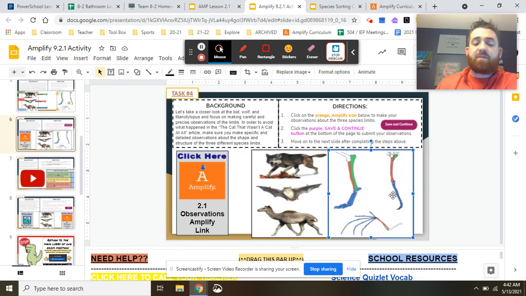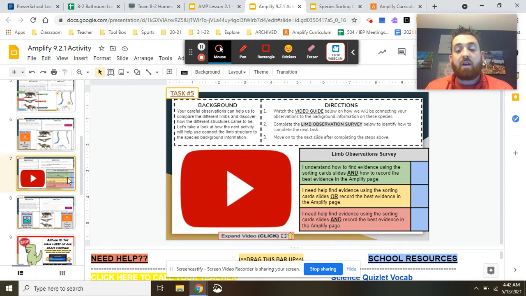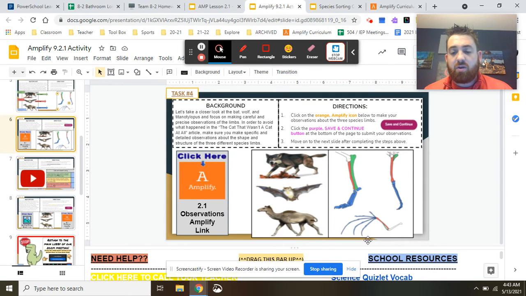All of these different observations, hopefully we got into our Amplify link, so that we can now move on to the next section. We're going to be looking to find evidence using the sorting cards and those slides that we did in a previous lesson. And we're going to be recording some of the evidence in the Amplify page that's going to help us figure out why these shared structures look so different.